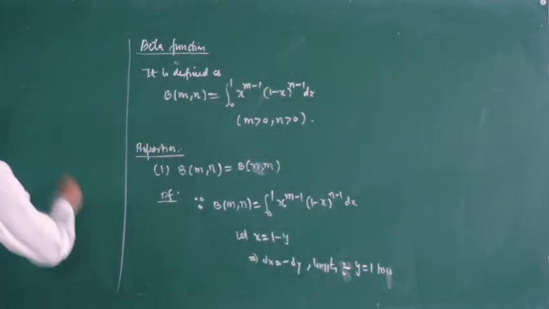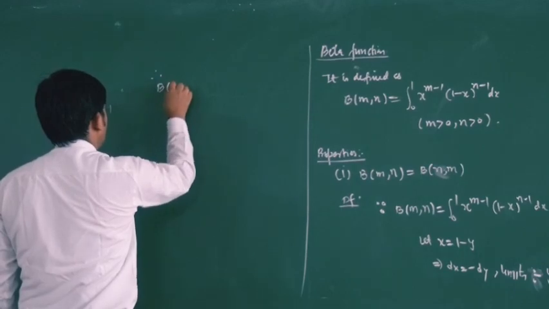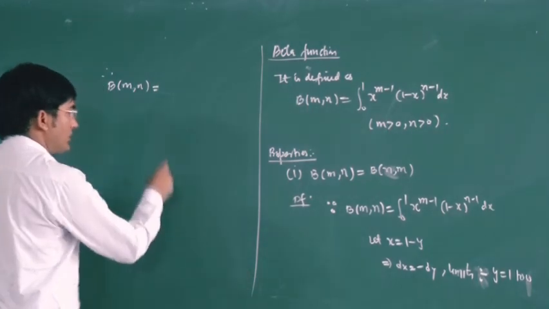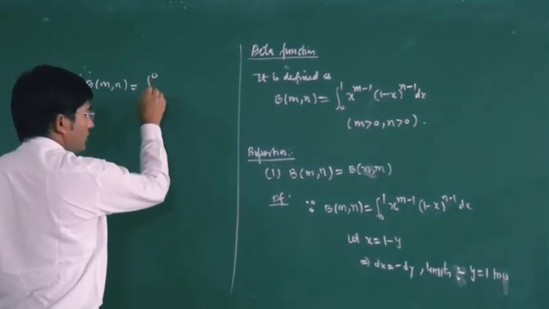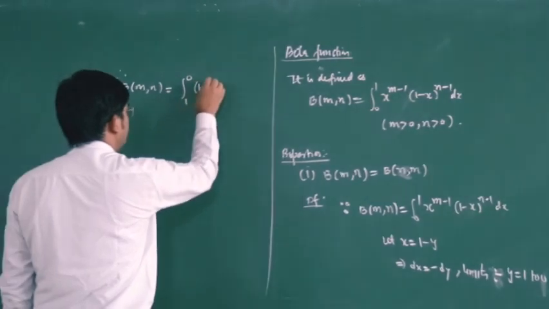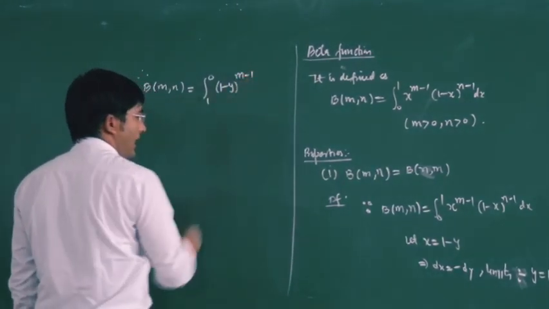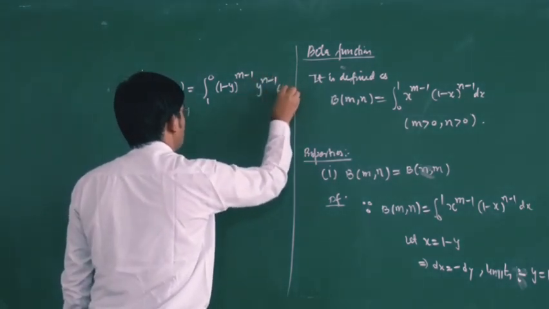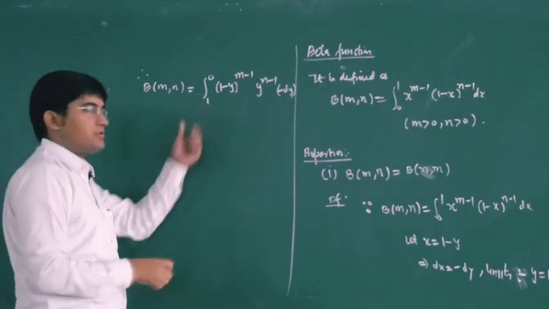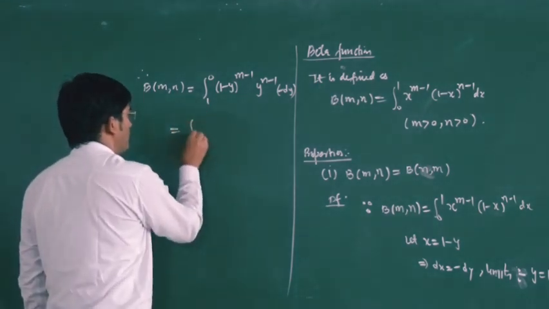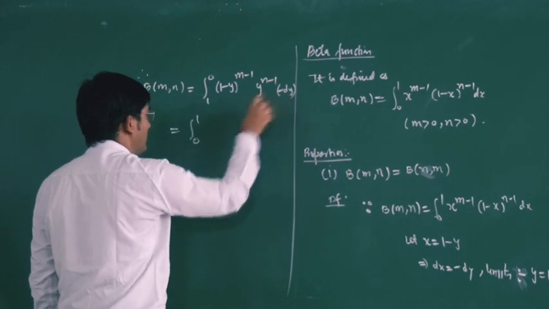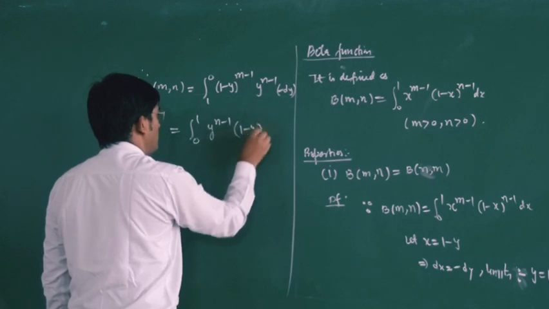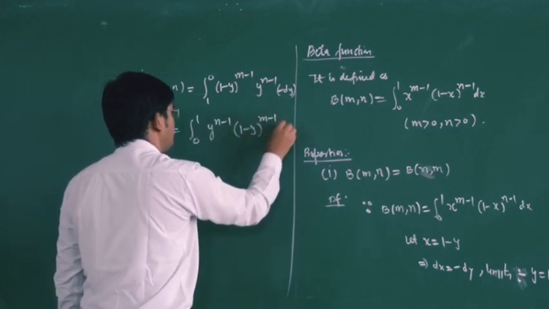So beta mn is equal to integral. Now the limits are from 1 to 0, your x is 1 minus y, and 1 minus x will be y, and dx is minus dy. So let us interchange the limits. So we have 0 to 1, then this minus will become plus. Now we have (1 minus y) power m minus 1 into y power n minus 1 into dy.